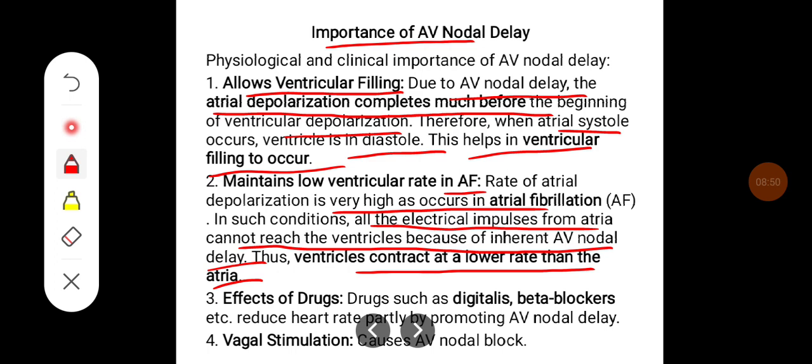Drugs such as digitalis, beta blockers, etc. reduce the heart rate by partly promoting the AV nodal delay. Vagal stimulation leads to AV nodal block.